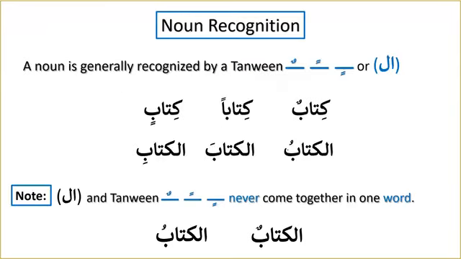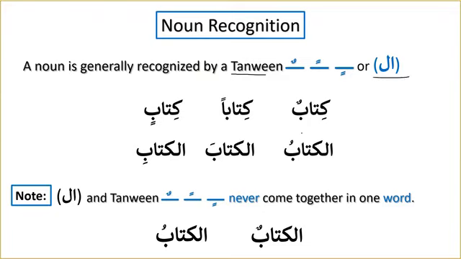Next, how to recognize a noun. How would we know, especially being a beginner, if it's a noun or a verb or a harf or a particle? So a noun is generally recognized by a tanween that we discussed in the previous lesson. That tanween is a combination of two short vowels, like dammatan or fathatan or kasratan. So it is recognized by a tanween or by placing al with that.